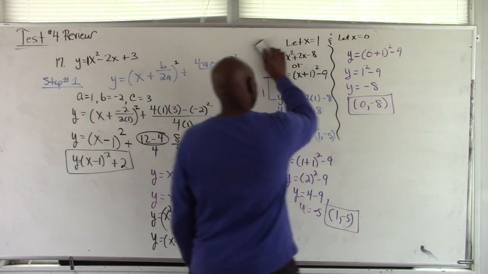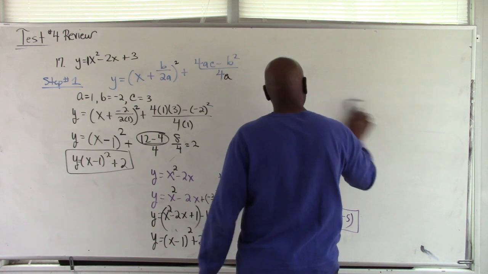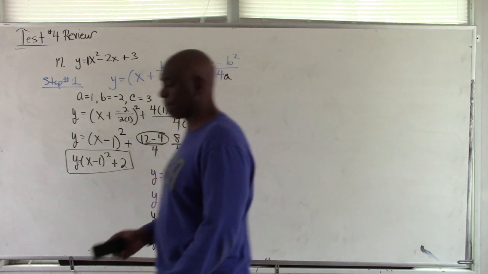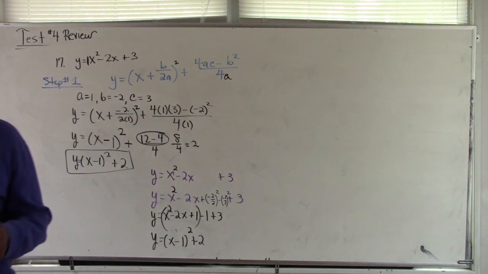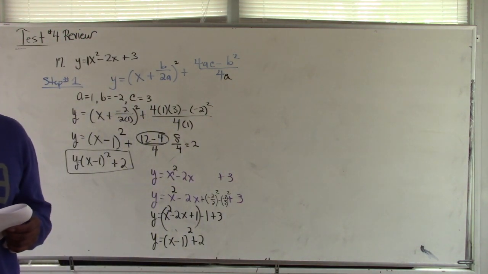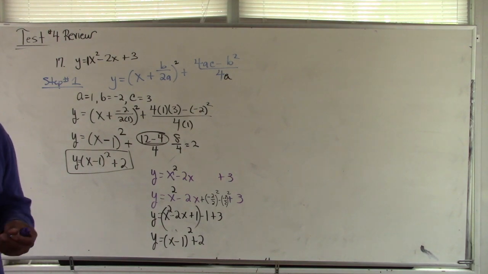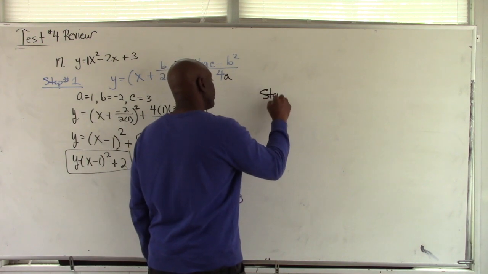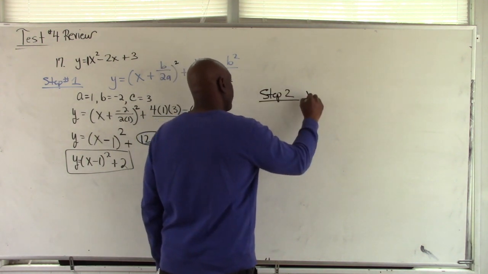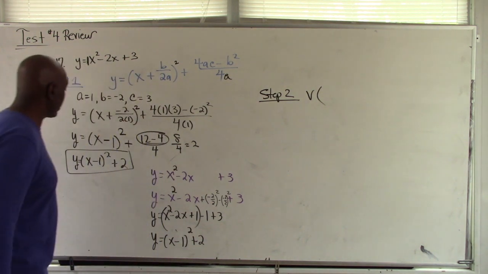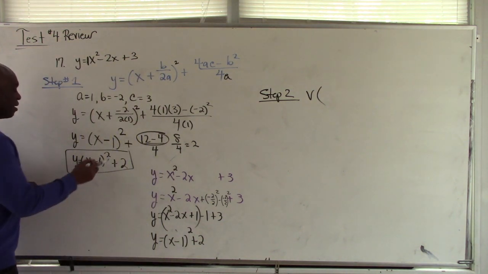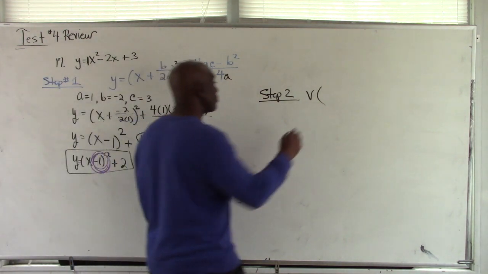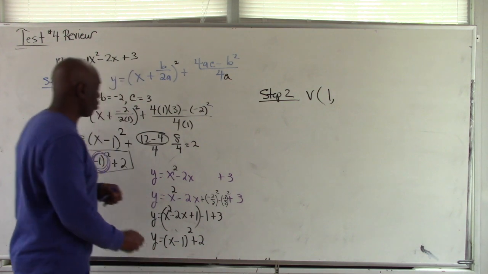All right. So that's done. Okay, what's the vertex? Then find the zeros. All right, step 2. What's the vertex? Well, it's the opposite of this. It's the opposite of -1. The opposite of -1 is +1. And then go up 2 units.